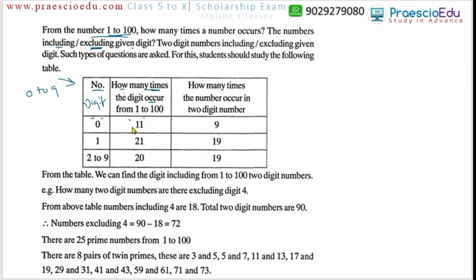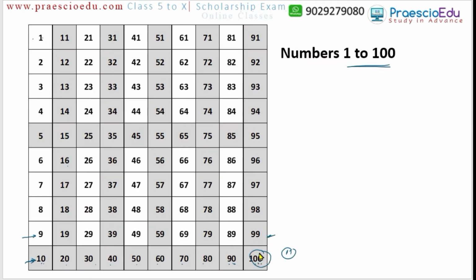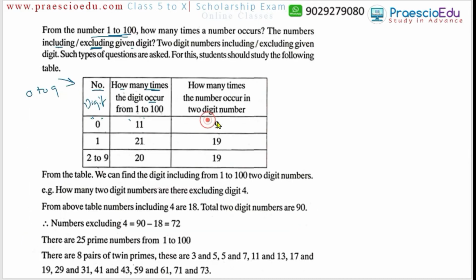Here the 11, like this one. How many times does the digit occur in two-digit numbers? Now here two-digit number means, this is a three-digit number. Two-digit numbers means from 10 to 90 we have to consider, or we can say 99. But from 91 to 99 there is no zero, so we say up to 90, which means 9 numbers. So this 9 times occurs, so here 9 comes.